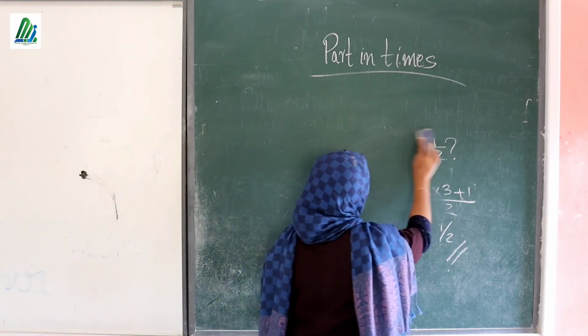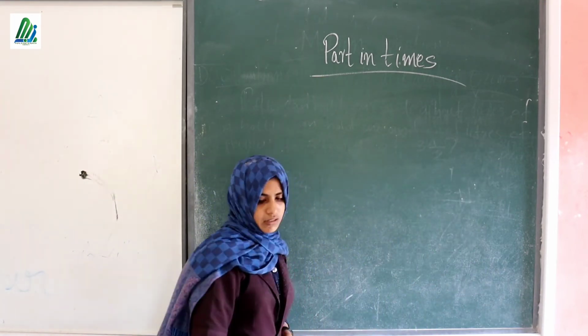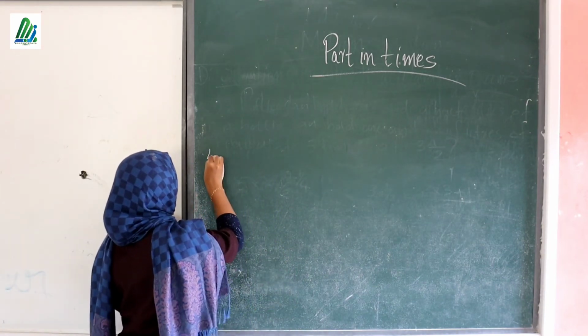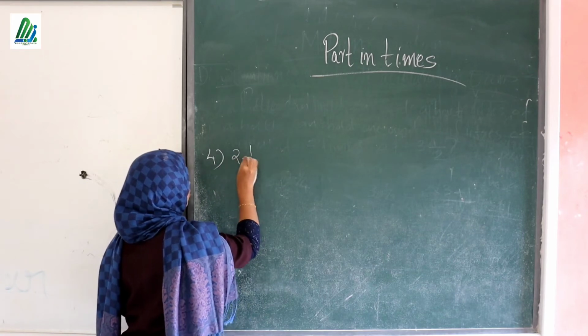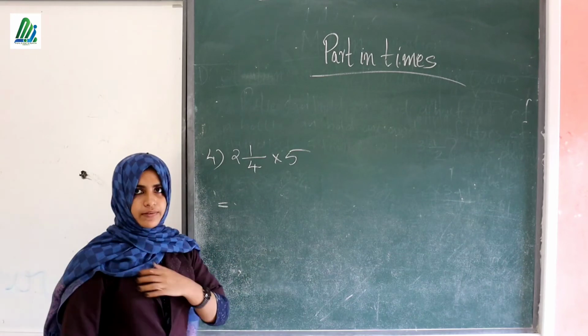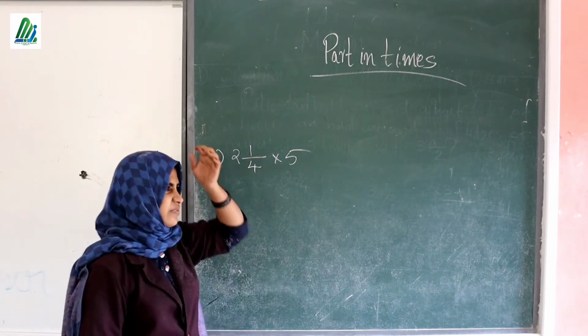And another question, the fourth question is, 2 1 by 4 into 5. Calculate 2 1 by 4 into 5.